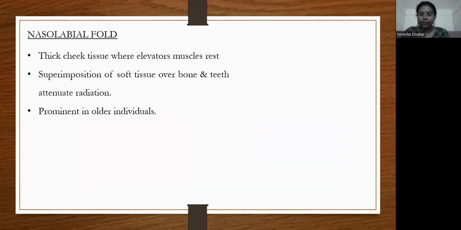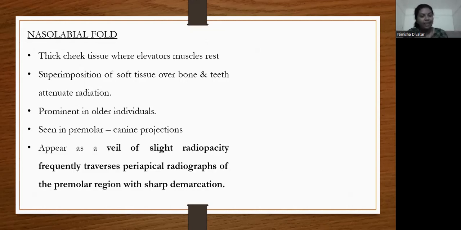First one is the mesolabial fold. Anatomically, the mesolabial fold appears because when the elevator muscles of the mouth rest, there will be thick cheek tissues. These thick cheek tissues appear on the radiograph. It superimposes a soft tissue over the bone and teeth, and this attenuates the radiation. So it is more prominently seen in older individuals. It is seen in premolar and canine projections mainly.